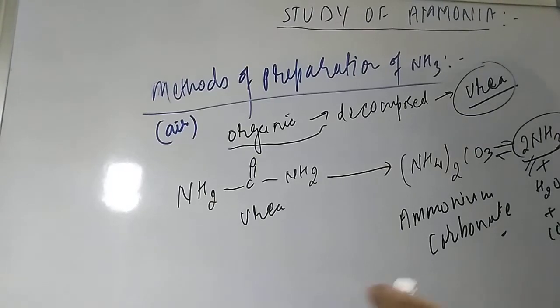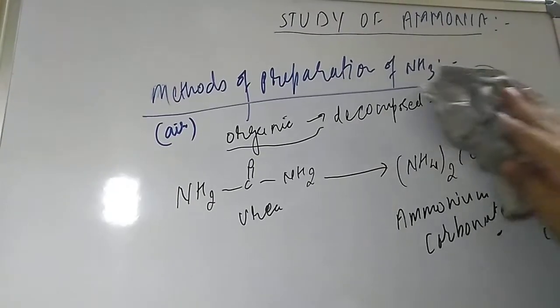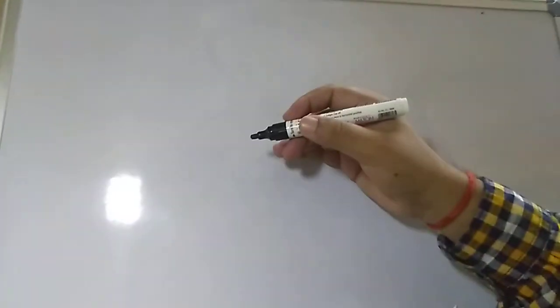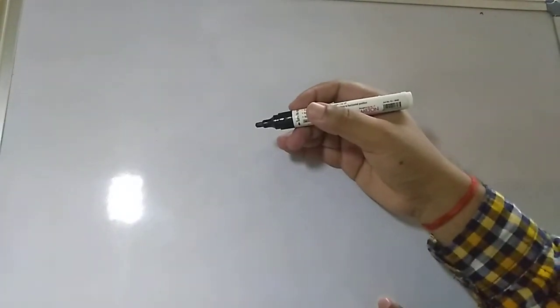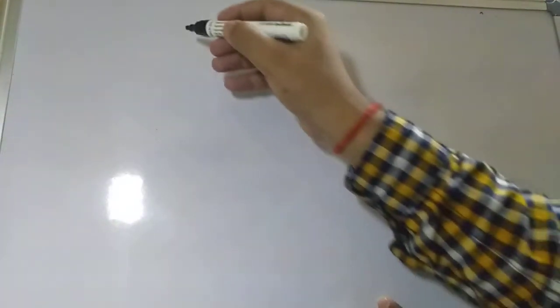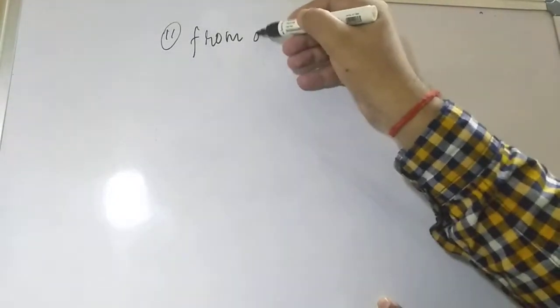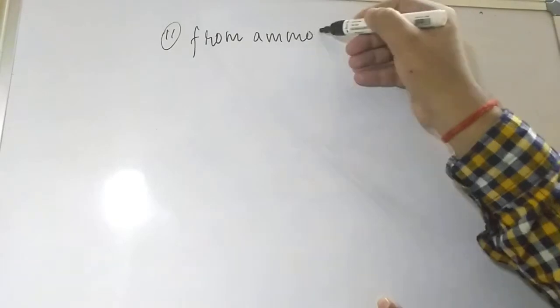Now let us see the other methods by which we can prepare ammonia. The second method is from ammonium salt. From ammonium salt we can prepare ammonia in different ways. So the second method is from ammonium salt.